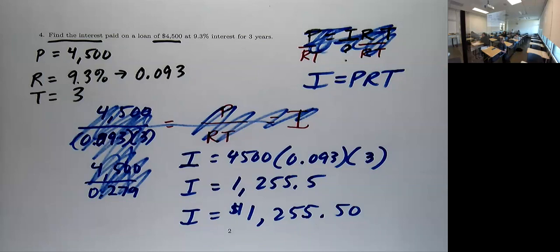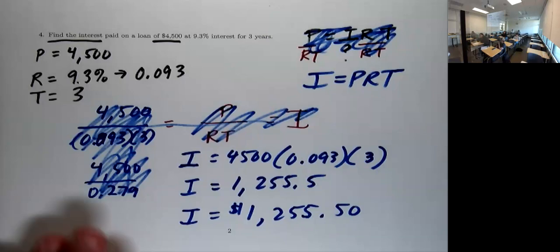Yeah, because if you did the 9.3%, that's fine. You're doing the same process. I'm assuming you did the 9.3% as a decimal, otherwise you couldn't have gotten what you got.